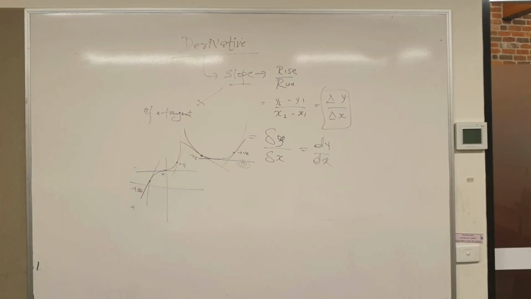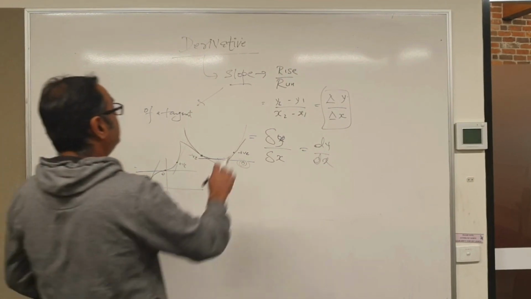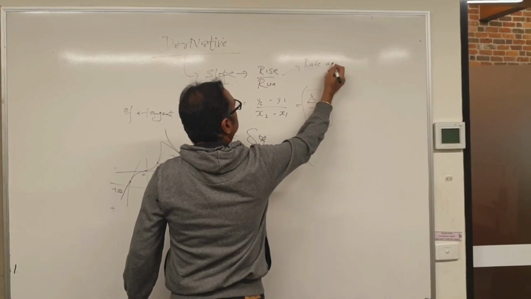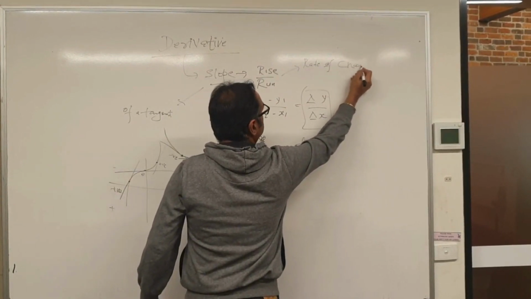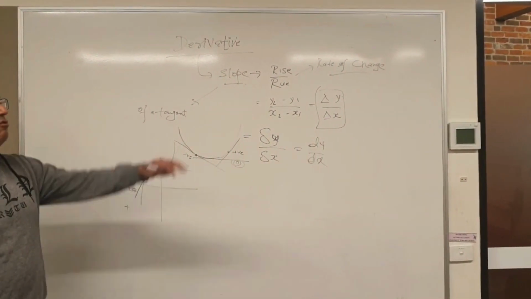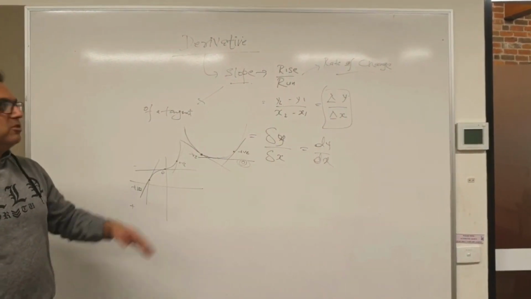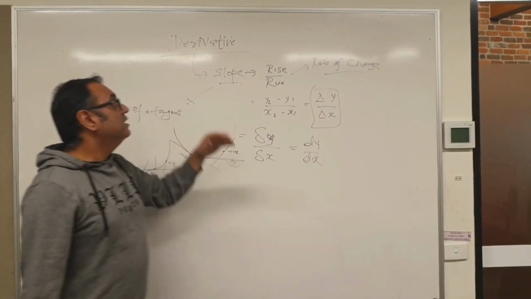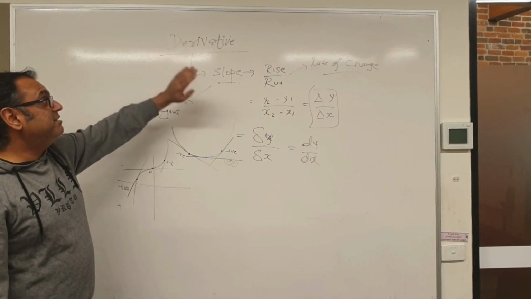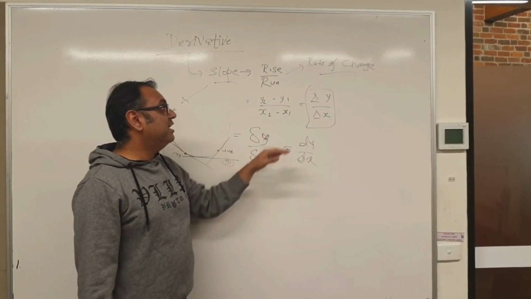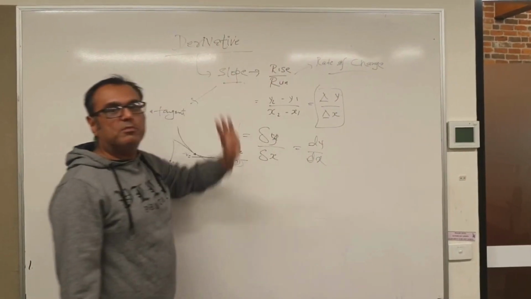Now, I also call the derivative or the slope the rate of change. Another synonym, basically a synonym of derivative. So someone would ask you, find the derivative, find the slope, find rise over run, find dy by dx, find delta y over delta x, or find rate of change. They're all talking about the same thing.